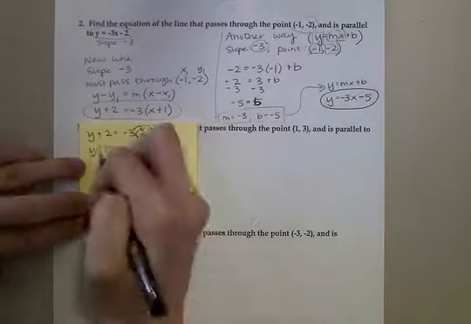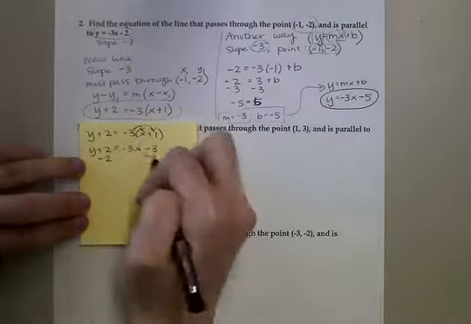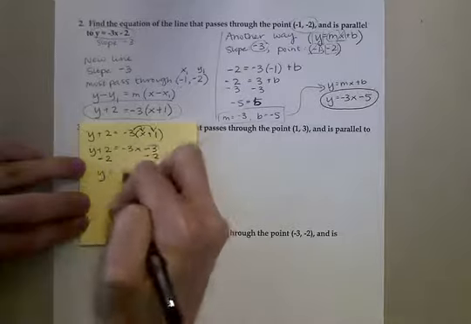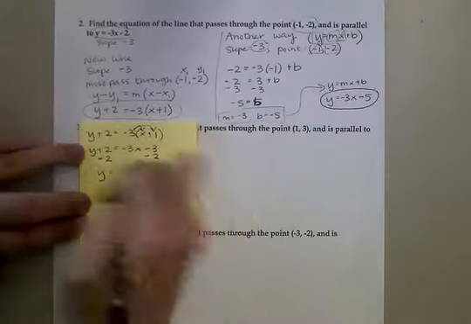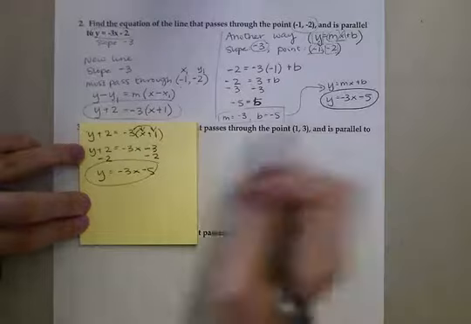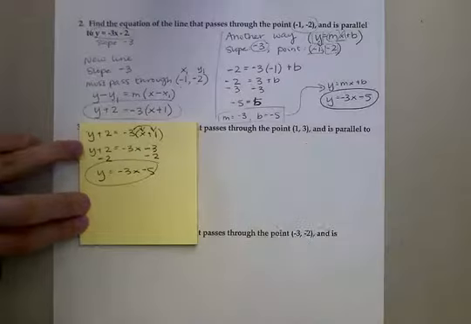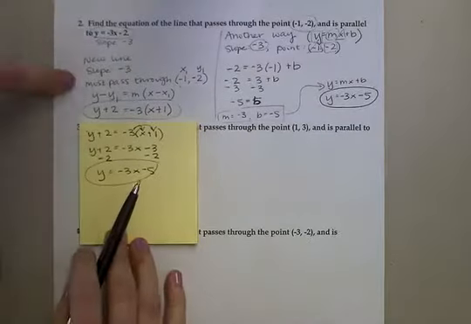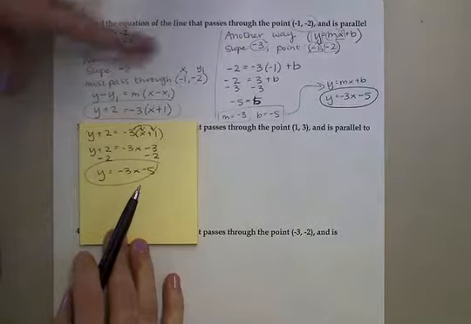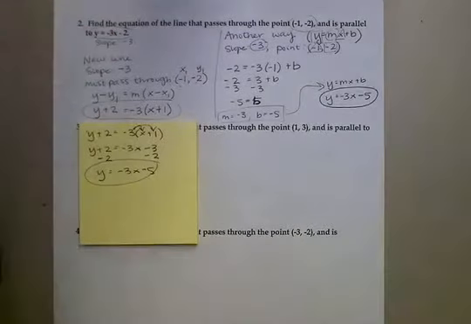All right, let's go ahead and subtract 2 on both sides, so we want to get that y by itself. We get negative 3x minus 5. And look at that, we got the very same thing. So both methods work.